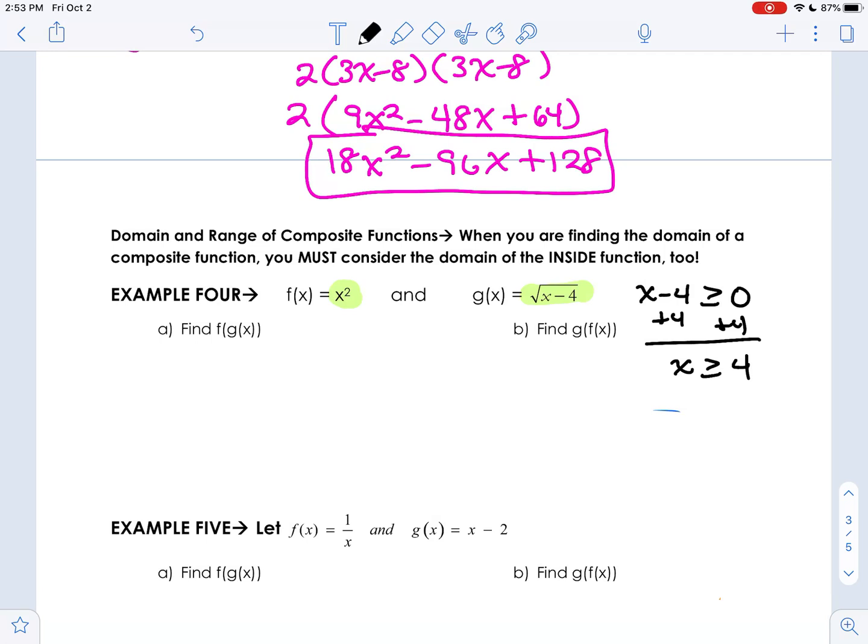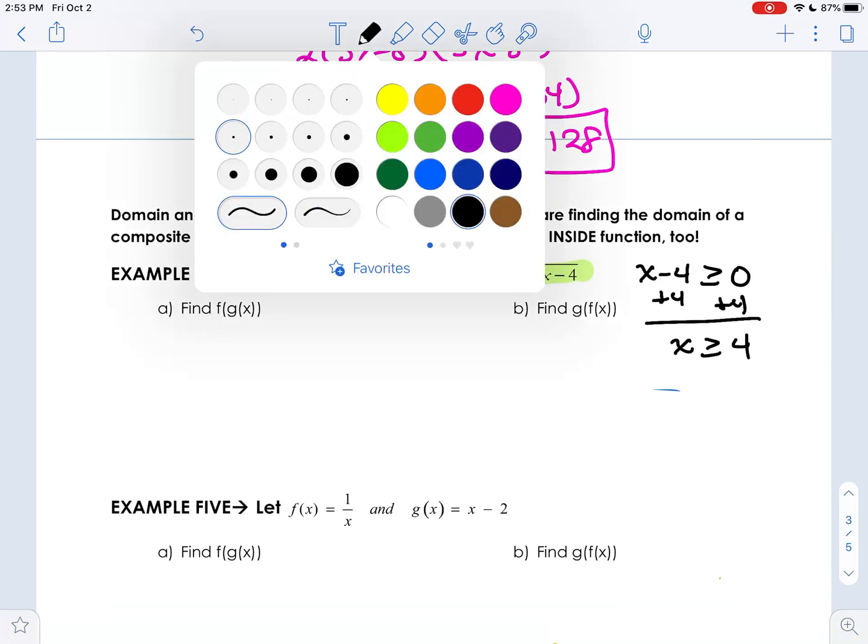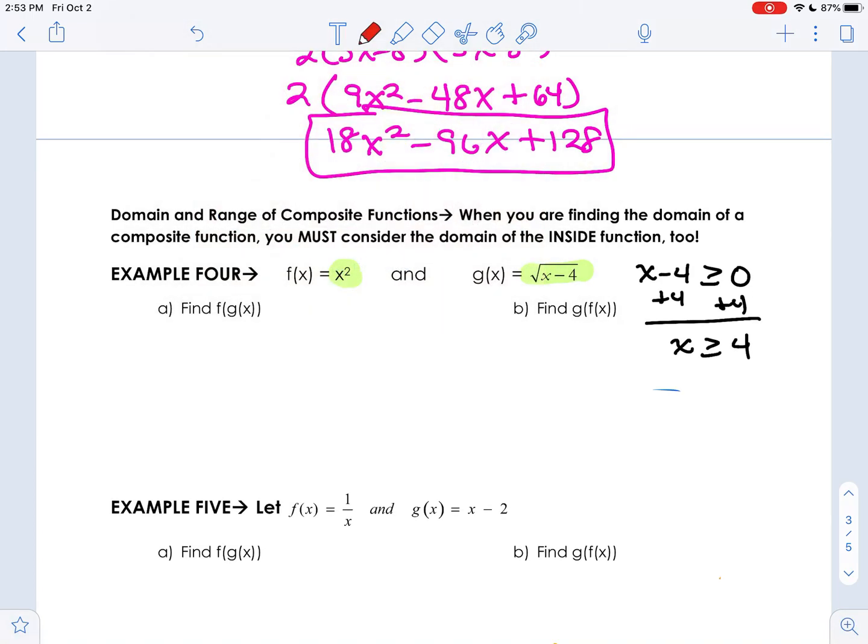Okay, that's part of our domain. And that might change a little bit based on when we do our composite functions. But for right now, our x must be greater than or equal to 4. Anything less than that will create a negative in the radical.